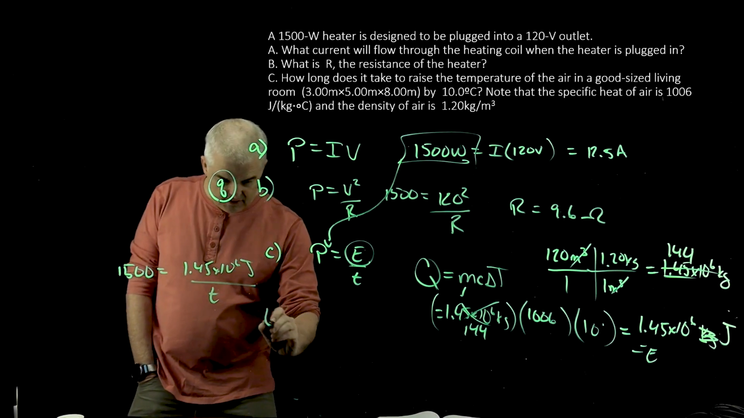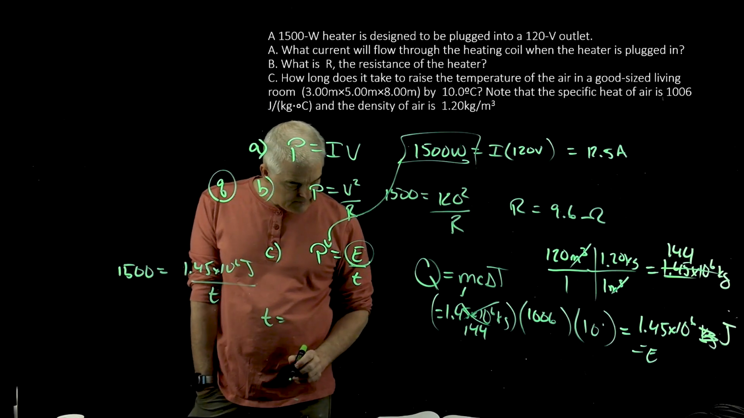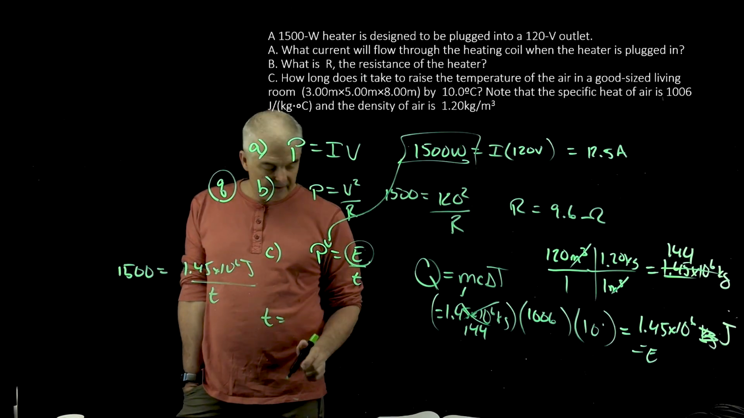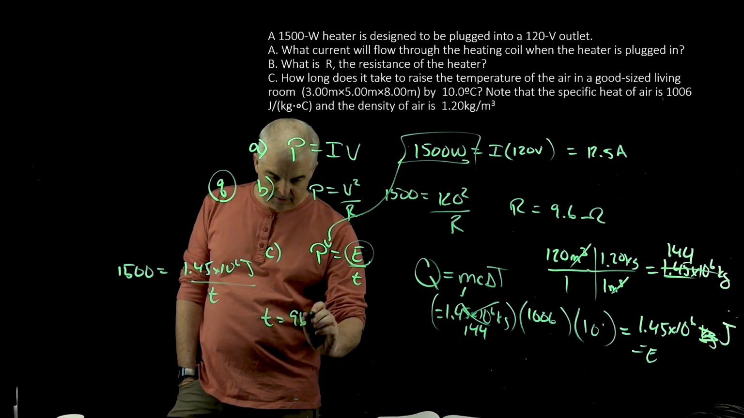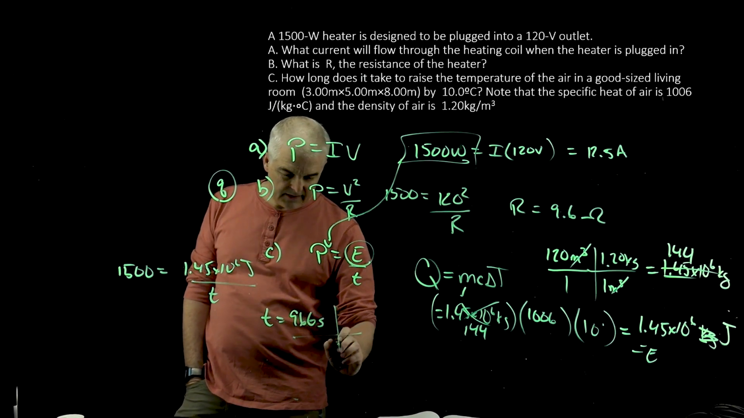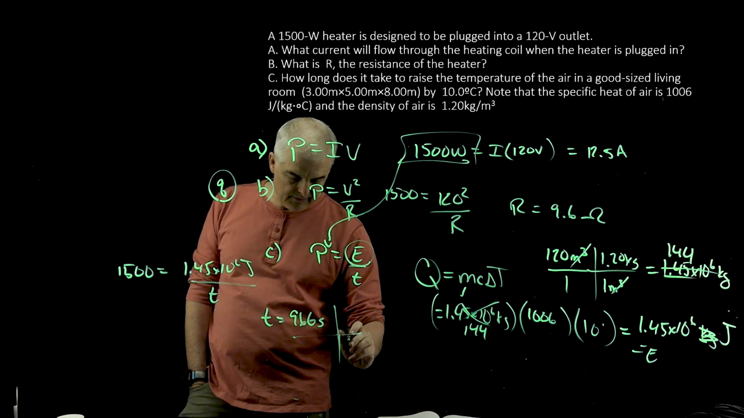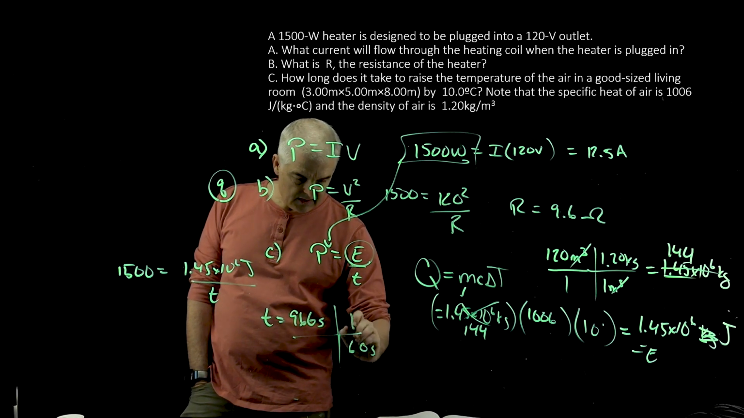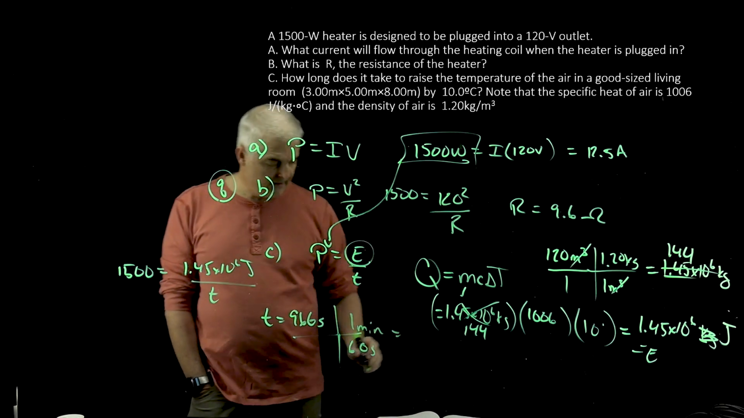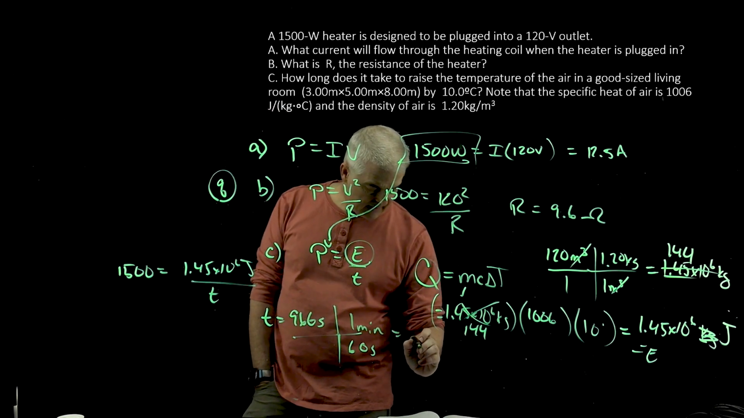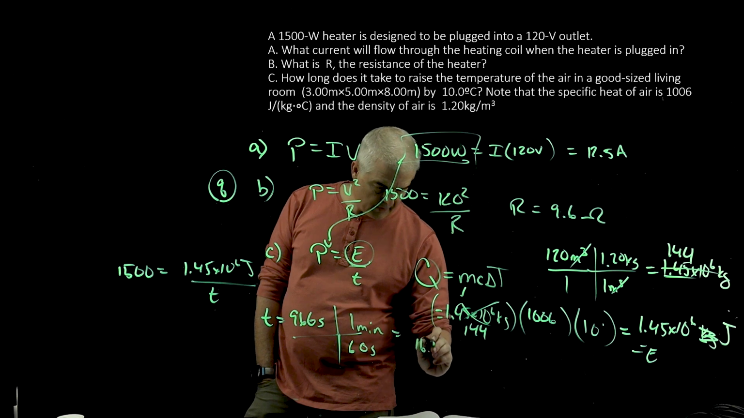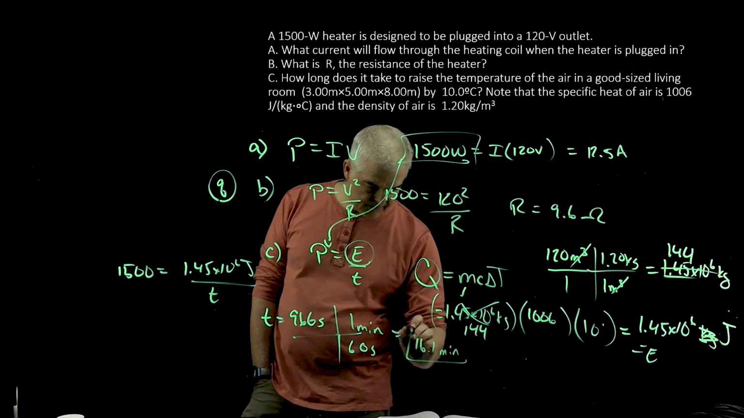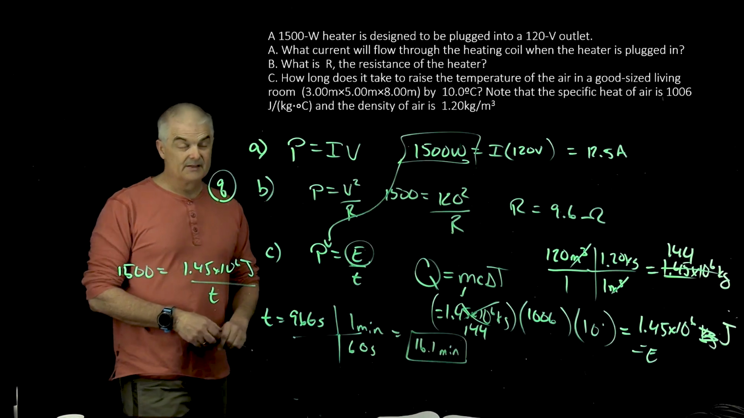Algebraic manipulation, I get time. You'll divide this by 1500, won't you? Yeah. I get 966 seconds. And that's not a very useful unit. In this case, when you have that many seconds, there are 60 seconds in 1 minute. I divide, and I get the number of minutes, and I get 16.1 minutes. So it takes 16 minutes to heat up that room 10 degrees Celsius.